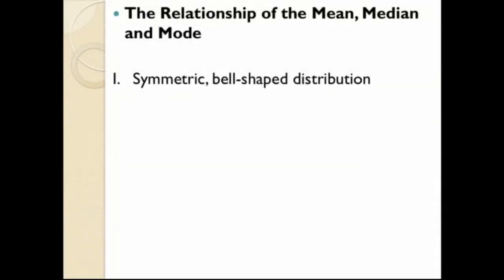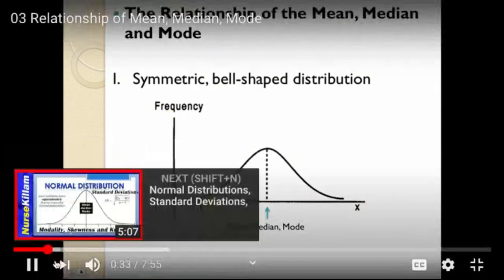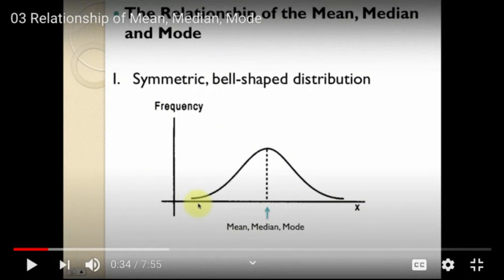So we're going to look at the relationship between the mean, the median, and the mode. If we look at a symmetrical bell-shaped distribution, which is one of those shapes we discussed in the last lecture, noting that on the horizontal axis you have your numbers, your data values in ascending order from left to right, and the height represents the frequency.